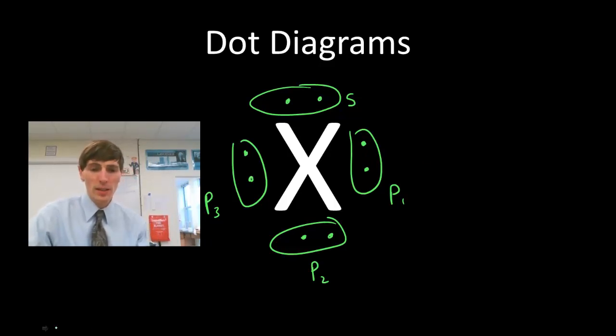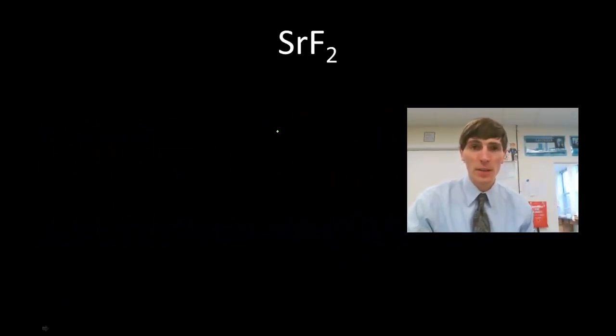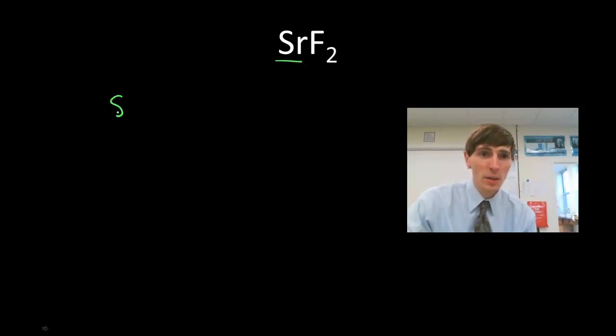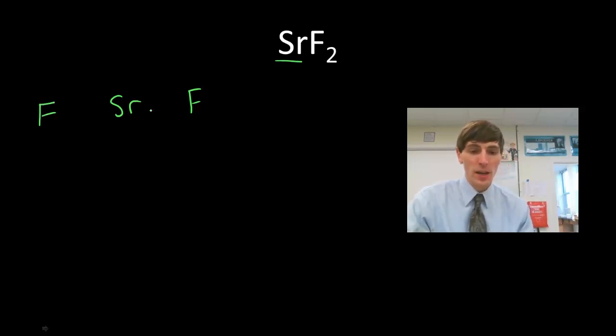So when I'm looking at a problem, we're going to draw a Lewis dot diagram for a compound now. This is strontium fluoride. We're going to try to figure out what kind of bonds this forms and where the electrons are going, and we're going to show those with dots. Before I start, I'm going to draw strontium, since the metal is always listed first, and put an F on each side, making strontium kind of a central atom.